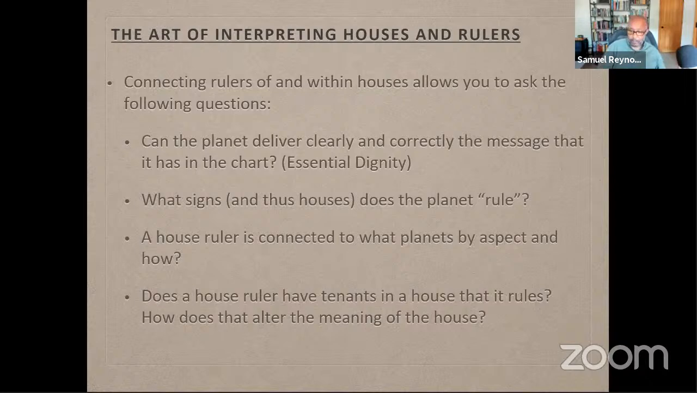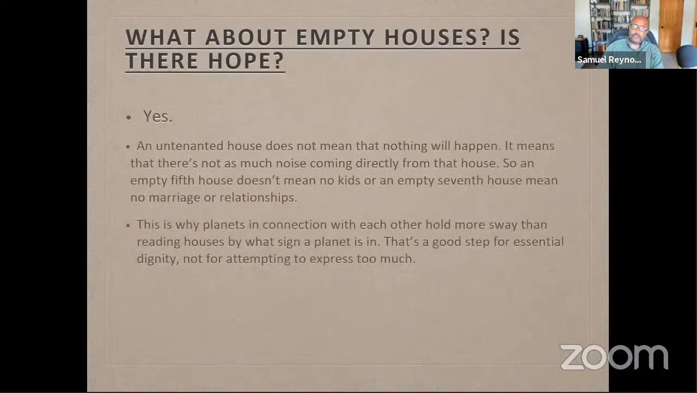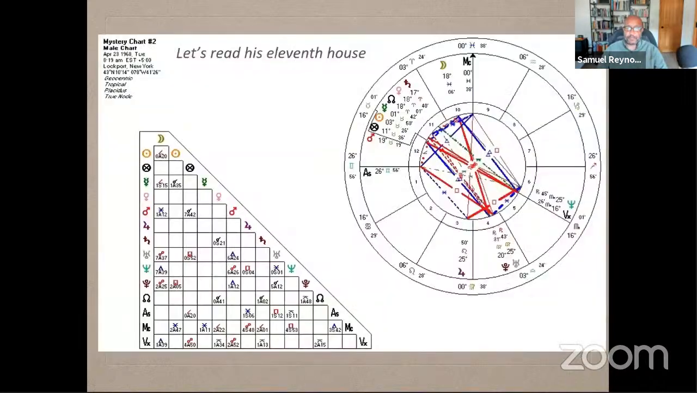So let me go back here with this example. Uranus is in Leo, which is a sign of the sun. So the sun is going to be very much interested in this Uranus. What is this Uranus up to? And what can I do for him or her? Does a ruler have tenants in the house that it rules? How does that alter the meaning of the house? So all these different layers give us clarity, ideally, and some clues related to what's happening in these particular houses.